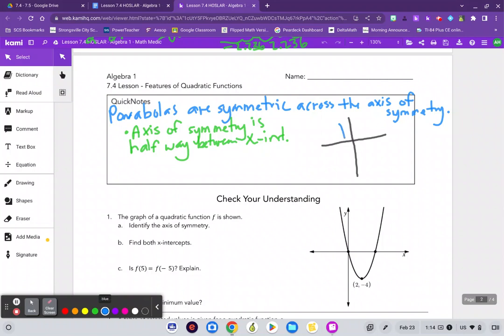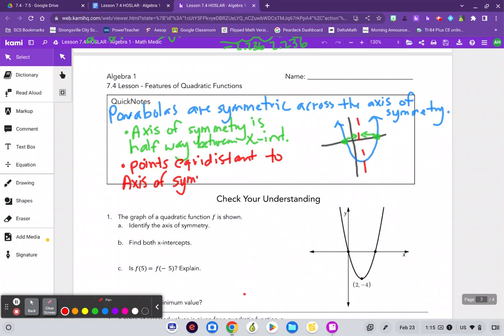If I just draw a parabola, it doesn't matter how you draw it or where you draw it. What we're saying is that if I know what the axis of symmetry is, then my x-intercepts, where I cross that x-axis, that axis of symmetry is cutting that distance in half. I have the same distance on either side. The other thing I want to say is that points equidistant, the same distance away, to that axis of symmetry have the same y value.